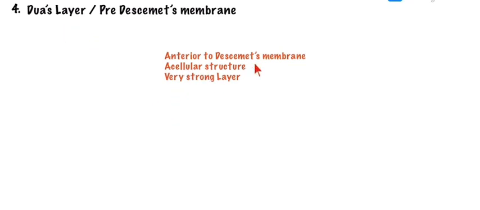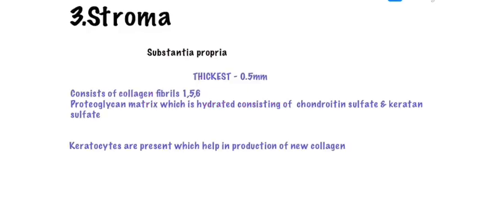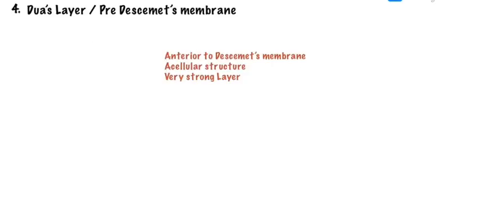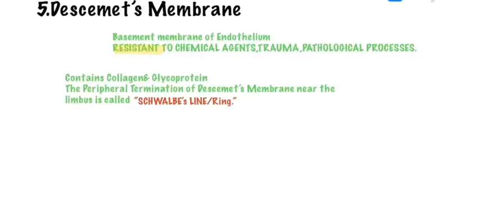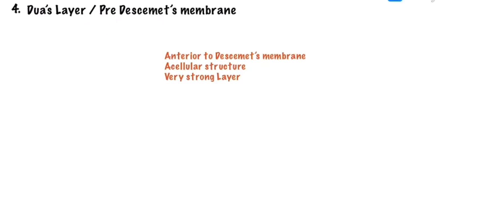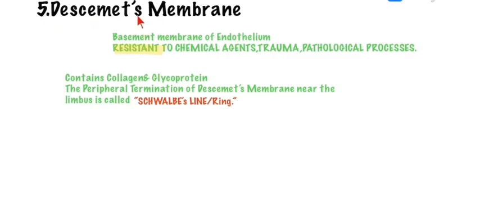And next, this is also an acellular structure, no cells, and this is a very strong layer of the cornea. So stroma being the thickest layer, Dua's layer being the strongest layer. Next is the fifth layer, Descemet's membrane. Now we know the Dua's layer is called pre-Descemet's membrane only because it is present in front of Descemet's membrane. The fifth layer is Descemet's membrane, the basement membrane of the endothelium. The next layer is the endothelium, the innermost layer, the sixth layer of the cornea. In front of the endothelium is Descemet's membrane, called the basement membrane of the endothelium.